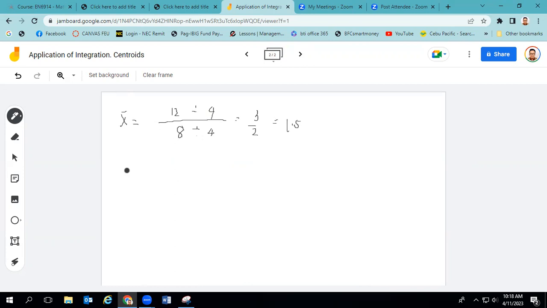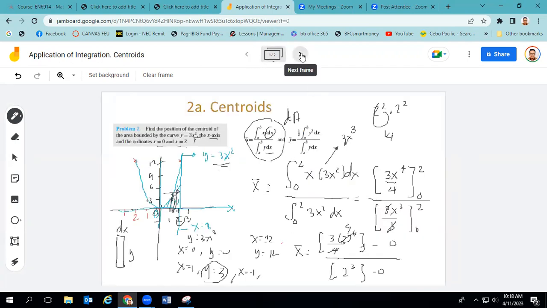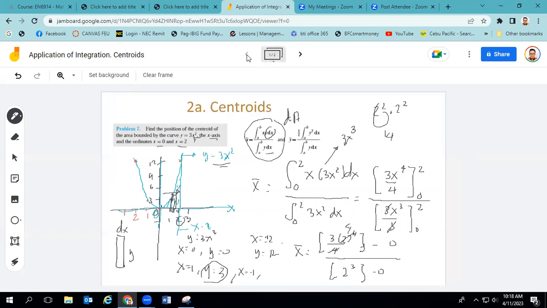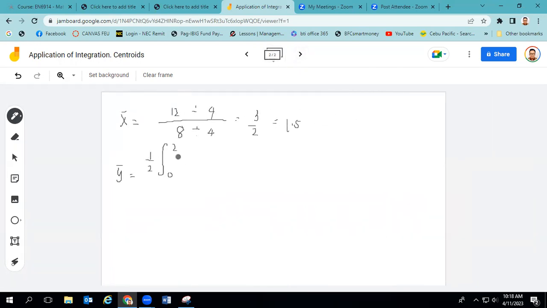How about y bar? What's the formula? 1/2 y squared, from A to B, is 0 to 2, right? Y squared, 0 to 2, where y is equal to 3x squared. This is y squared dx. And then here again, 0 to 2, y dx. We know that y is equal to 3x squared, from here.